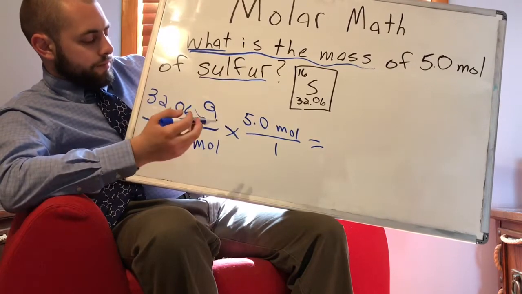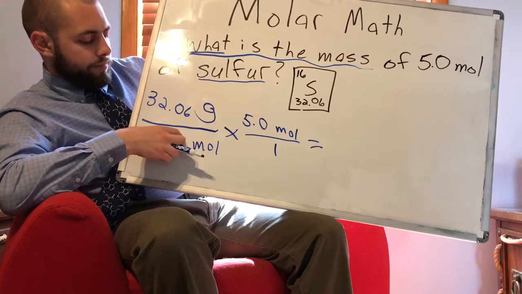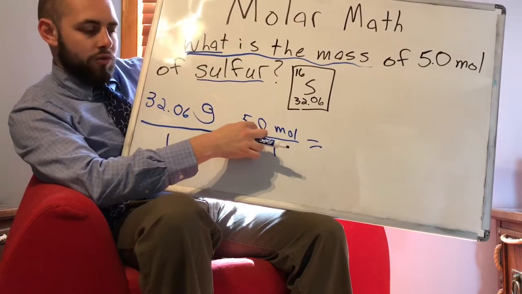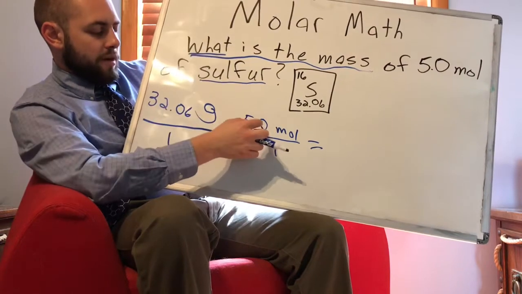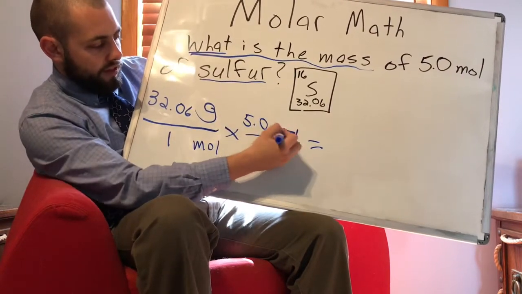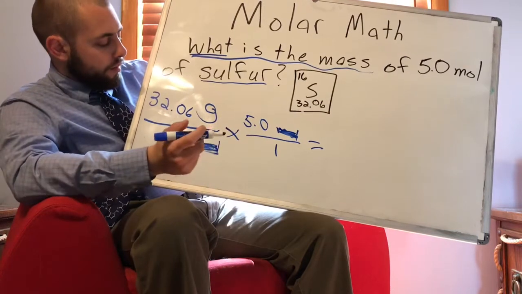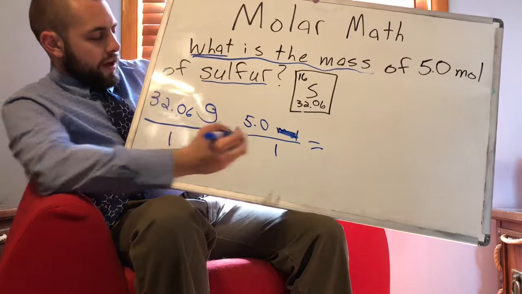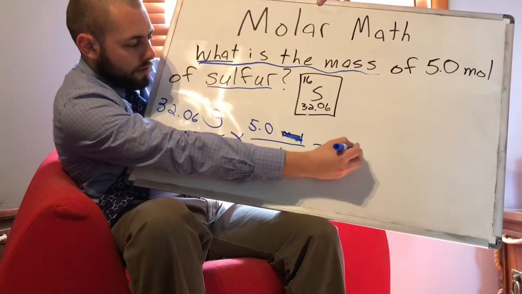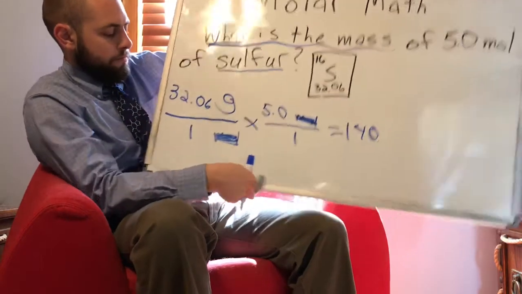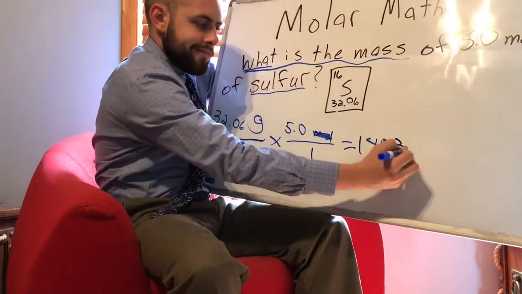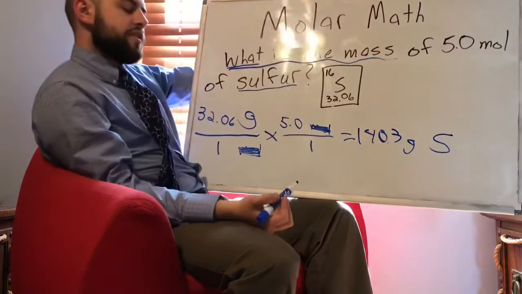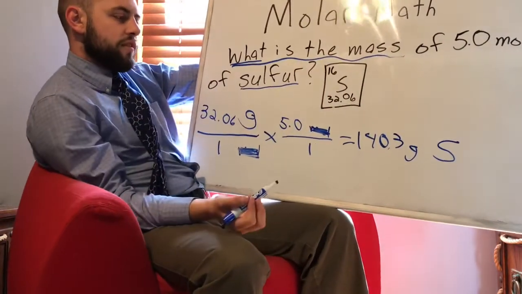So looking at my problem, I know that this is the molar mass, the mass for 1 mole, but I actually have 5 moles. So I'm going to take this molar mass and I'm going to multiply it by 5. These units would cancel out. And if I do this, some real quick math here, what is that, about 140.3? About 140.3 grams of sulfur in 5 moles of sulfur.